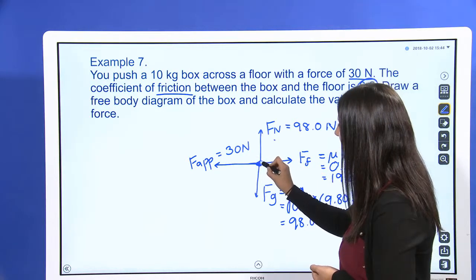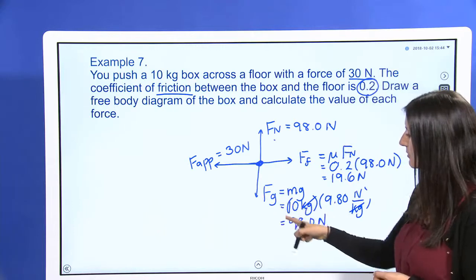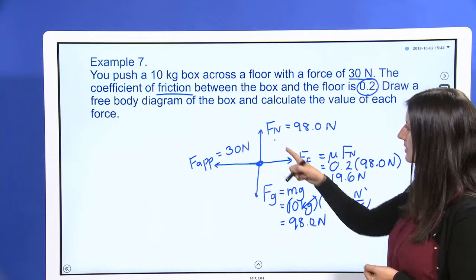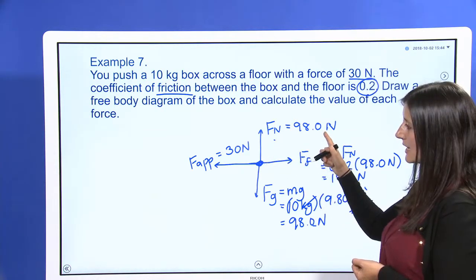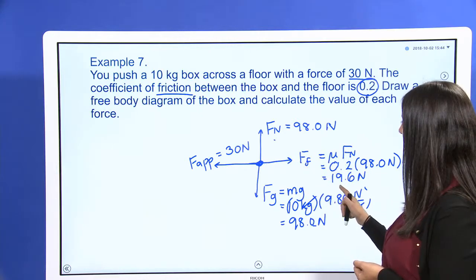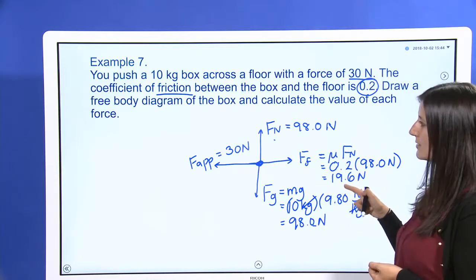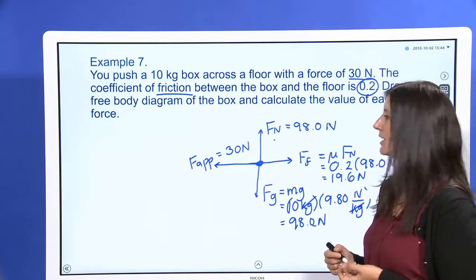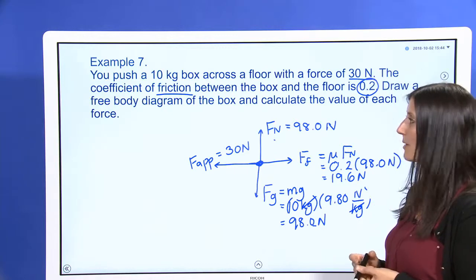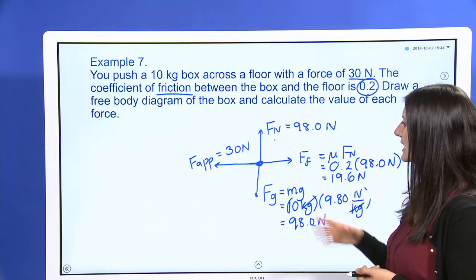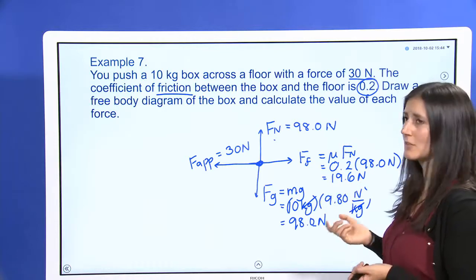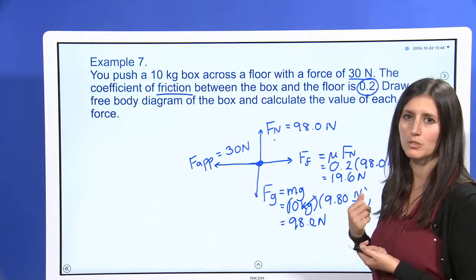So now I have all of the forces acting on the box. I calculated all the values. So I have my force of gravity, 98 newtons, my normal force, 98 newtons, my force of friction, 19.6 newtons, and my applied force, 30 newtons. So I have all my forces. The only other force that is not here is the force of tension, because there is no rope or string in the question.